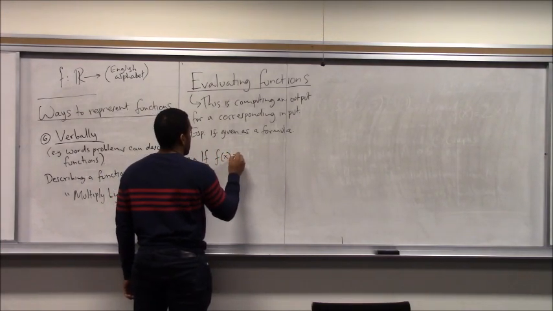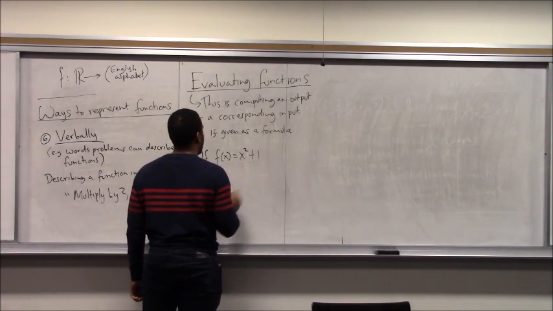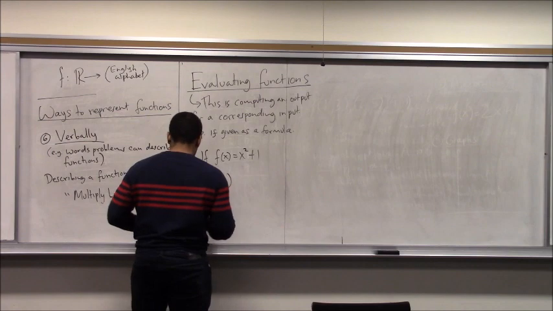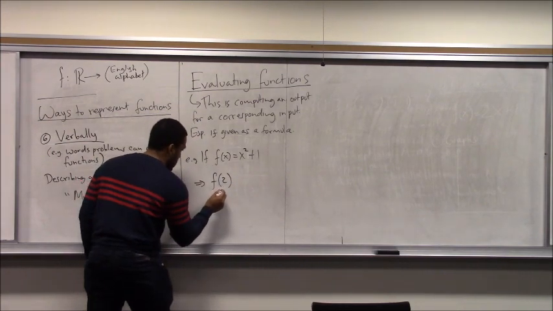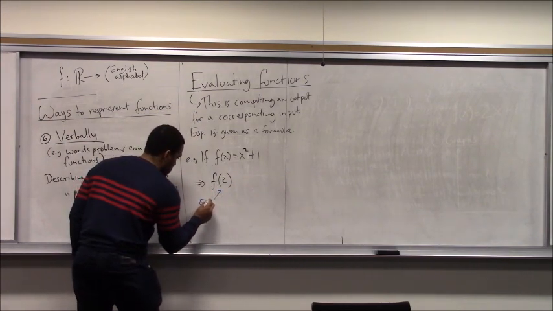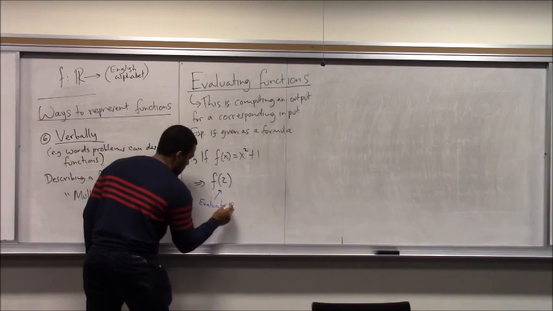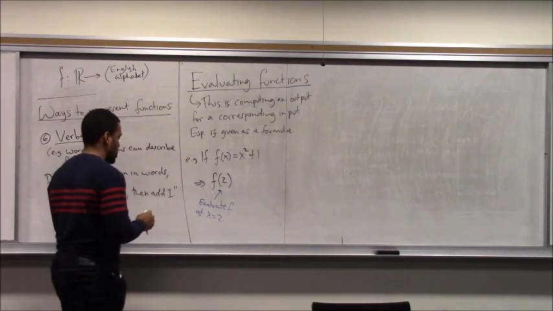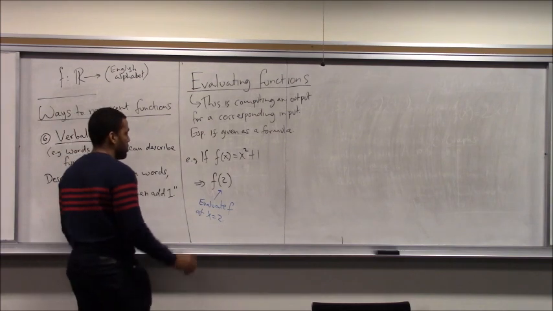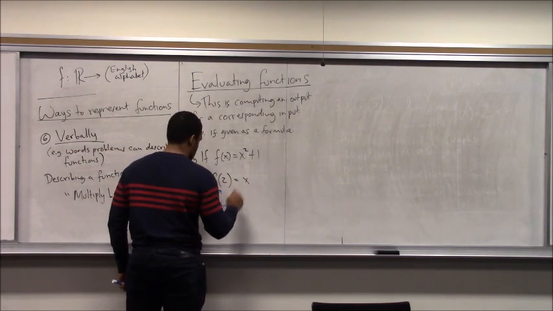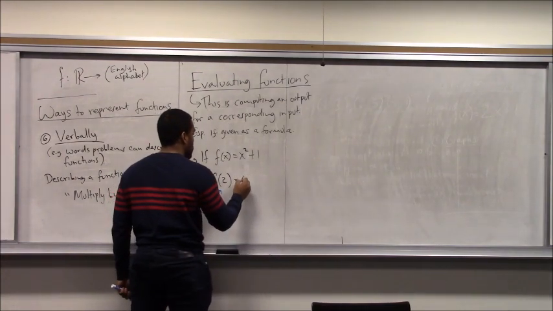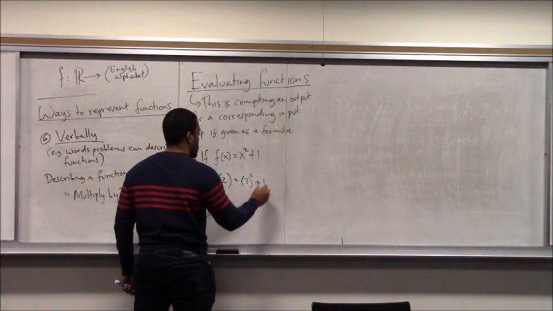if f of x equals x squared plus 1, I can say what is f of 2, and this is basically me asking you to evaluate f at x equals 2. How you do that is you simply follow the rule and you replace the x with the 2 in x squared plus 1.